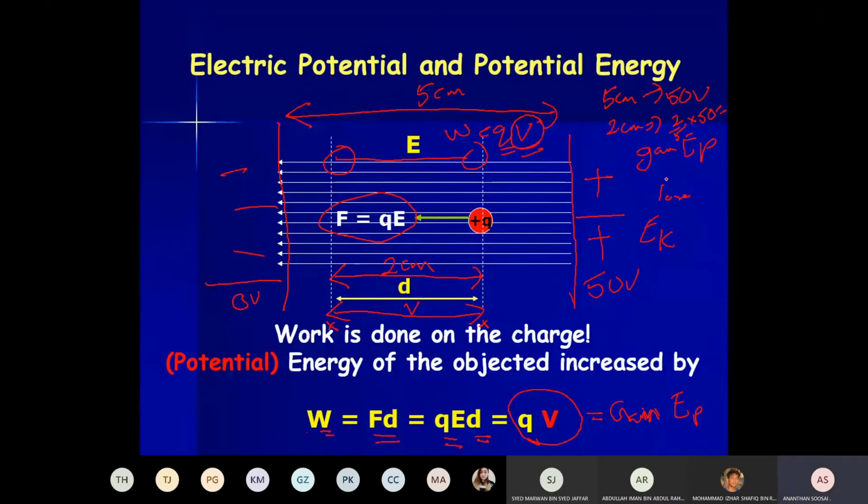Okay, that's the potential difference. So it should be 100 divided by 5, so it's 20. Should be 20 volt. So 20 volt is the one that needs to be used here.